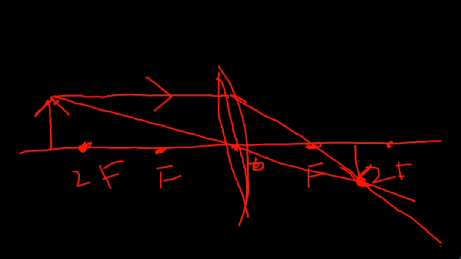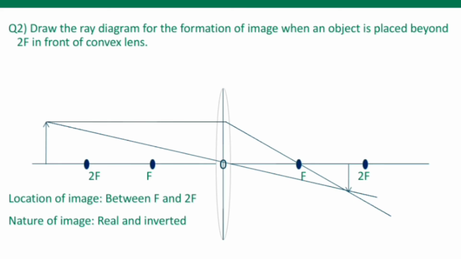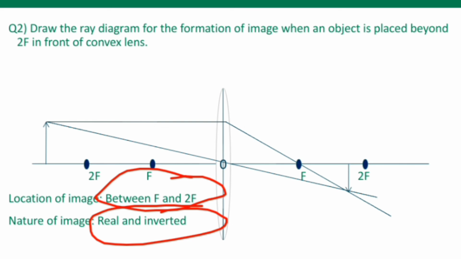So in this diagram, the image is formed between F and 2F. So we will write: position of image between F and 2F, and nature of image real and inverted.